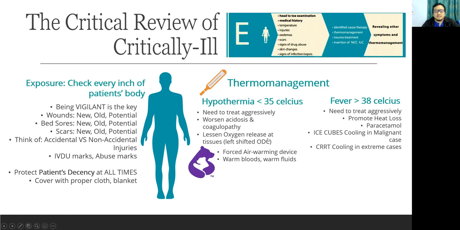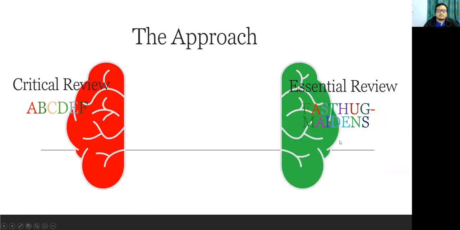It will lessen oxygen release at tissues. You can use a Bair Hugger, forced air warming device. You have to give warm fluid and warm blood. You can use IQ cooling in malignant cases of fever and CRRT cooling in extreme cases.